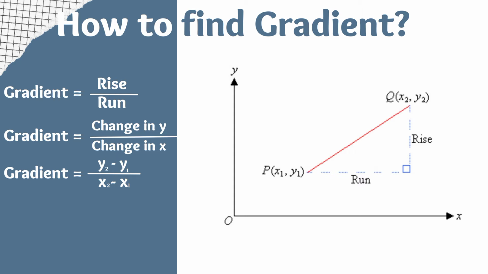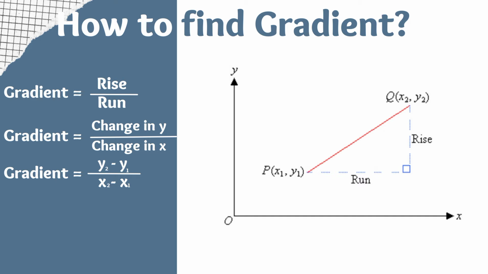As you can see on the screen, we can use the pattern rise divided by run to find the gradient, where rise shows how much the line goes up and run shows how much the line has gone across. And when we have a line built by two coordinates, we can use the pattern change in y divided by change in x to find a gradient.